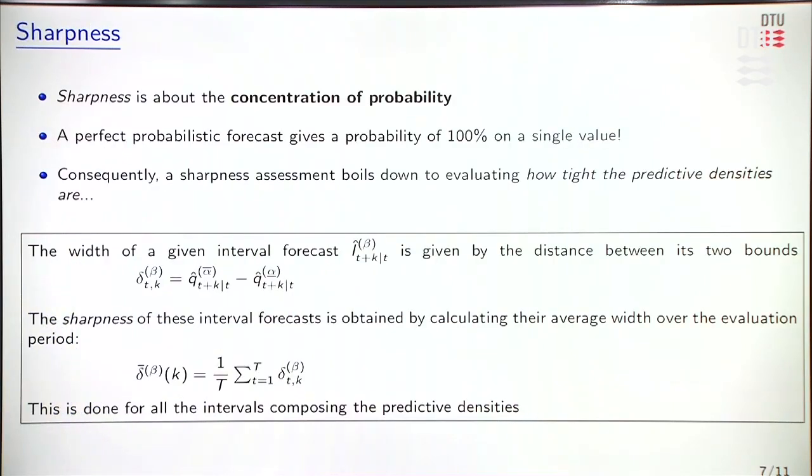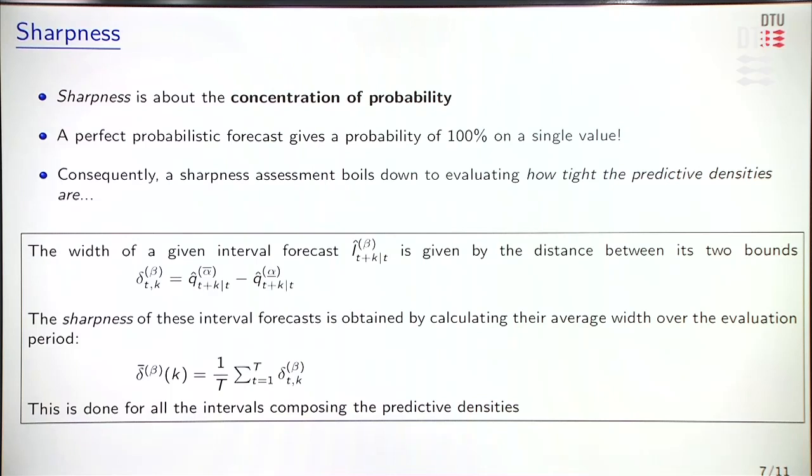Besides reliability, we mentioned sharpness. Sharpness is about being informative, it's about concentrating probability. If you think of it, a perfect probabilistic forecast would give a probability of 100% on a single value, and that would be the value that we observe a posteriori. Therefore, the sharpness assessment boils down to evaluating how tight, how narrow the predictive densities are.